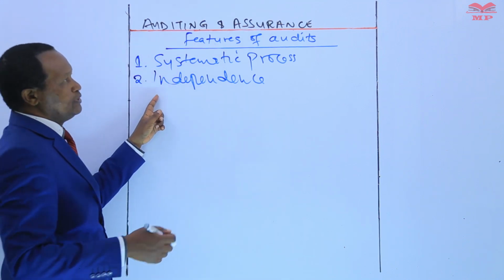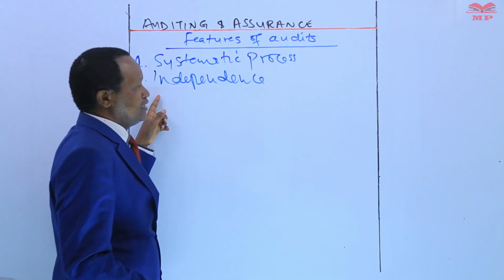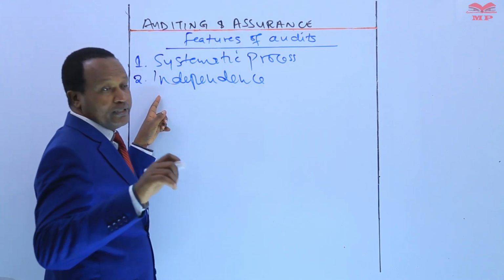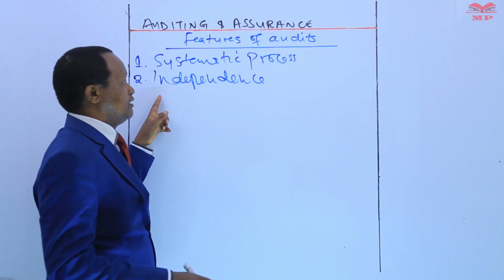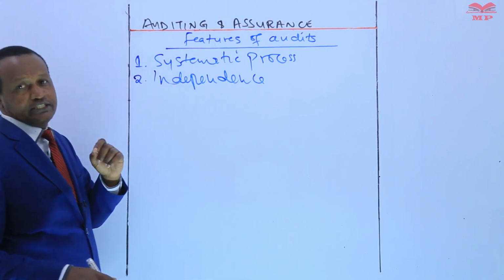An auditor ought to be independent of the management. And to ensure the auditor's independence, the auditors are appointed by the owners and not the management of the company. So independence is a key feature of audits.